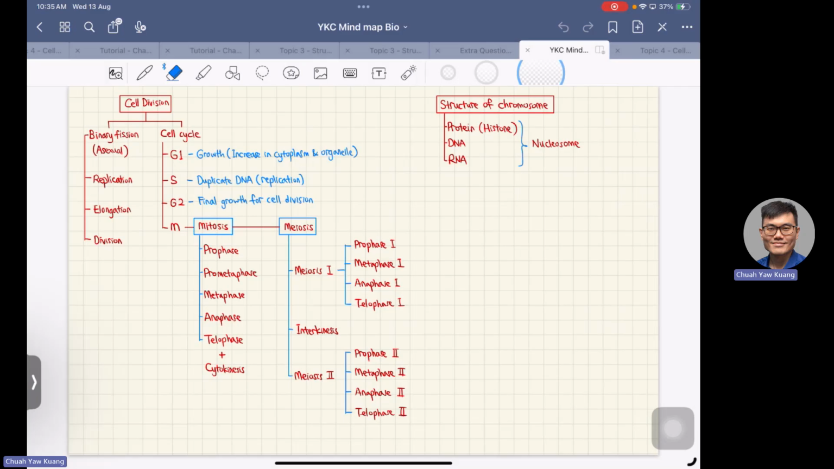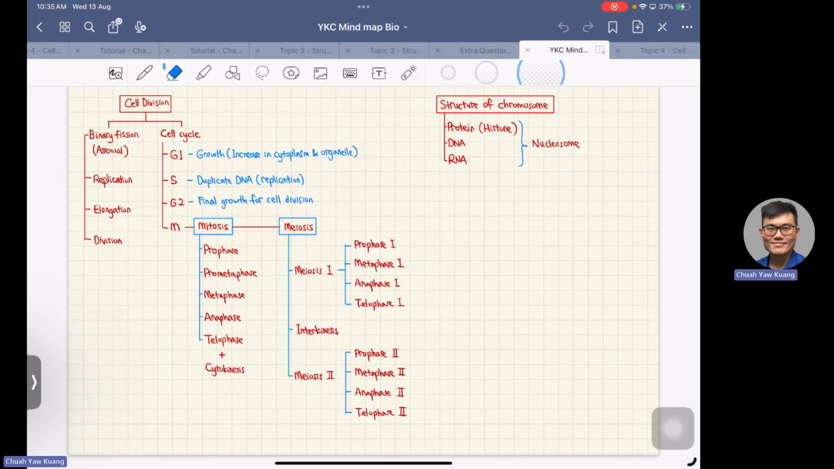Done with the structure of the chromosome, next we'll look at cell division. We learned that in prokaryotic cells, they use binary fission only. Eukaryotic cells use a more complicated cycle, which we call the cell cycle. In the cell cycle, there are G1, S, G2, and the M phase. The M phase can be mitosis or meiosis. It depends on what the cell wants to do.